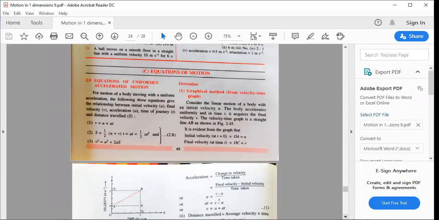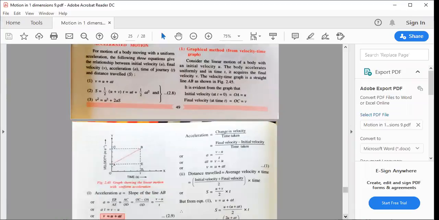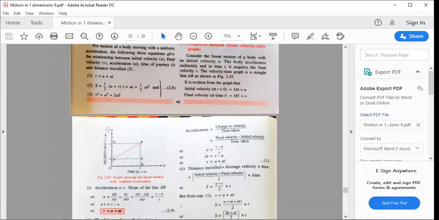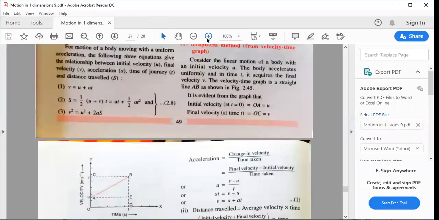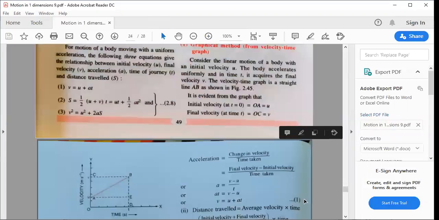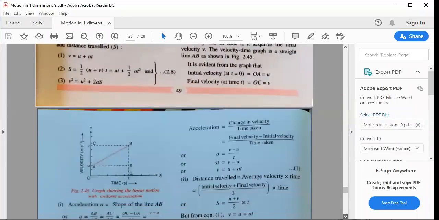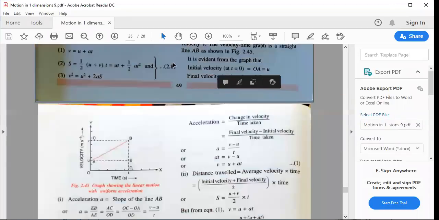Now I'm just going to take the graphical method. I hope you are able to see it properly. Yes, Hansika, Samriddhi, Sakshi. So for deriving the equations, we need to take the velocity time graph. The first thing is that please don't write displacement. We have to take the velocity time graph.